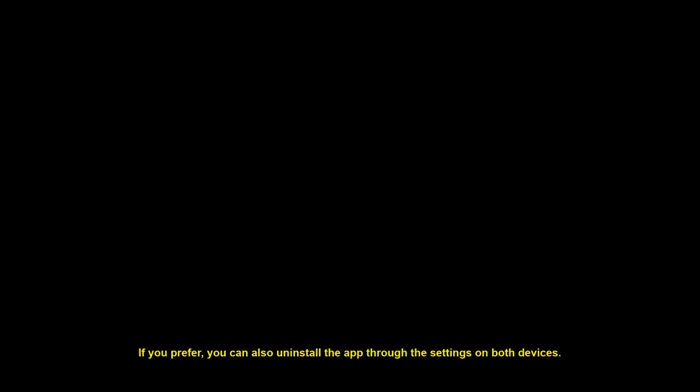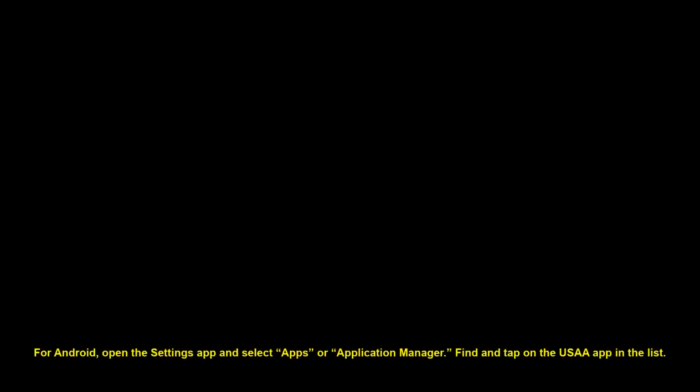If you prefer, you can also uninstall the app through the settings on both devices. For Android, open the Settings app and select Apps or Application Manager. Find and tap on the USAA app in the list. Choose Uninstall and confirm the action.